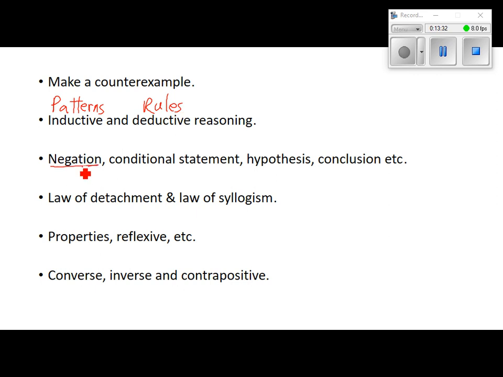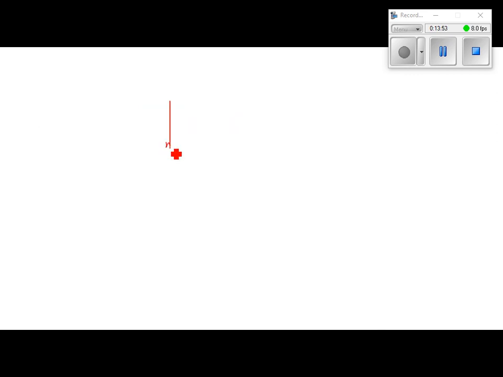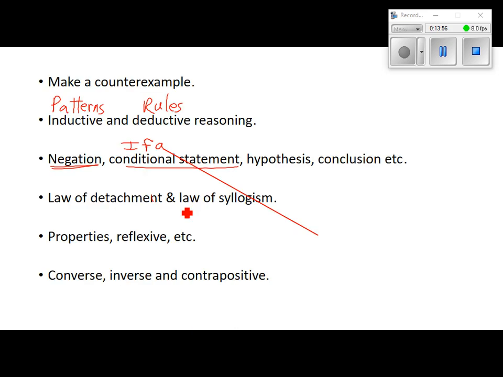Negation. What's a negation do to a statement? Proves it wrong. If I say, it is raining outside, what's the negation of that? It is not raining outside. Conditional statement. Give me another name for a conditional statement. If and then. An if and then statement. The if part of the statement's called the what? Hypothesis. The then part is the conclusion. Law of detachment also gives my input a whole lot on there about that.